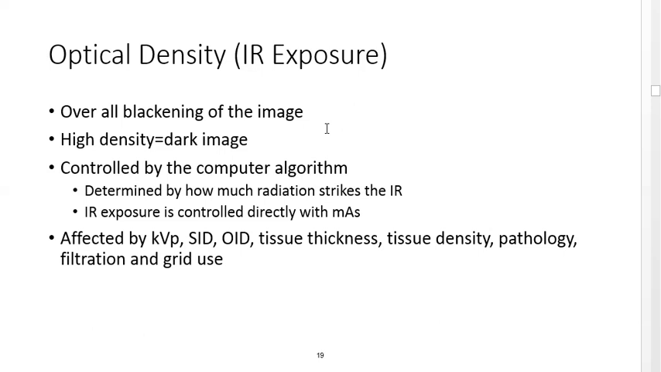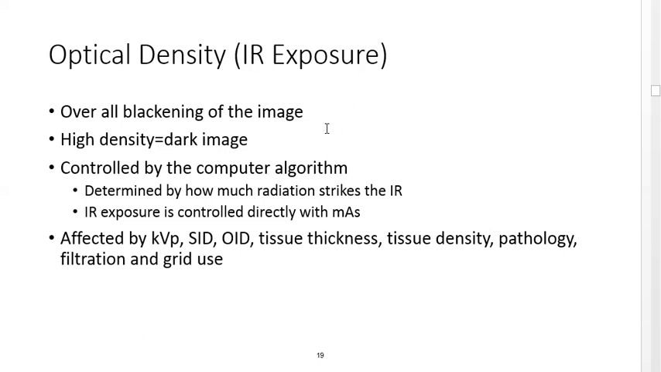But optical density is the overall blackening of the image. So if you have an image that's very dense, then you have a very dark image. It's controlled again by the computer algorithm, which is in turn controlled by how much radiation strikes the image receptor. Since that quantity is controlled by your mass, then also be thinking of optical density and image receptor exposure in terms of mass exposure. So what we use to control optical density and image receptor exposure is your mass.